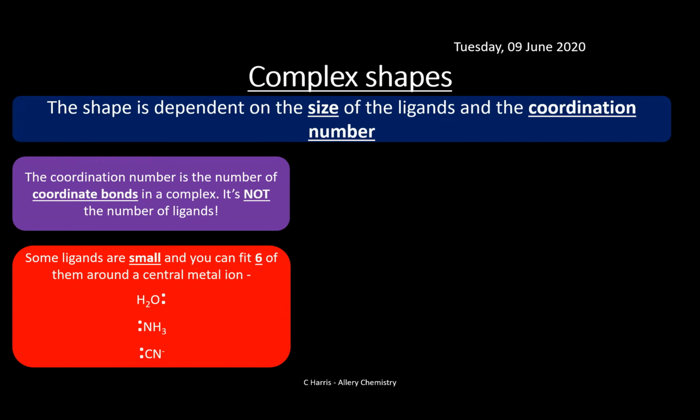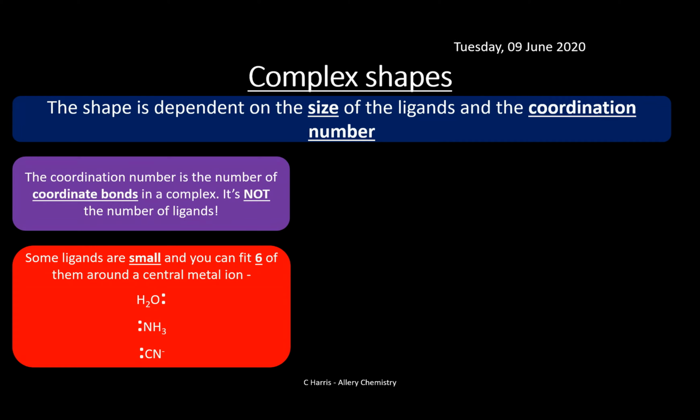So some ligands are small, and small ligands, you can fit 6 of them around that central metal ion, such as water, ammonia, and cyanide. These are classed as small ligands. Okay, so you can fit a lot of them around there. So I'm going to use this analogy of a bit like pigs around a trough. So you've got a trough, and the trough is like the metal ion in the middle, and you've got the pigs, which then feed from the trough. Now, if you've got tiny or small pigs, then you can fit more of them around that trough, but the trough's a fixed size.